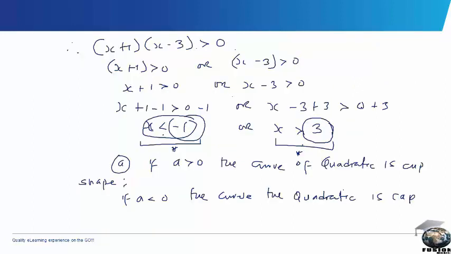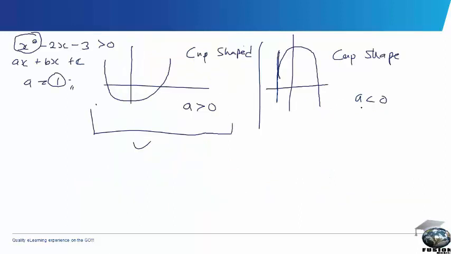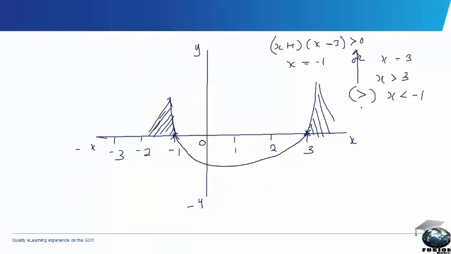I think that's what we had here. So for x less than -1 you have the outside region, and for x greater than 3 you have the curve at this point. The curve will be greater than 0 only for the two parts, and we do not want the curve to become negative, we want it to become positive. That's why the x value should be x less than -1 or x greater than 3.